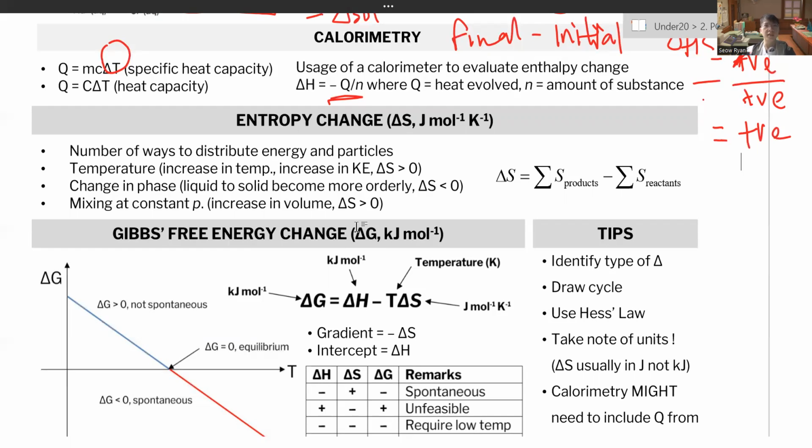Commonly, this is taught as the degree of disorder, but what I like to describe it as is the number of ways to distribute the energy and the particles. But of course, you can always say disorder is accepted, right? So there are three main factors that affect it.